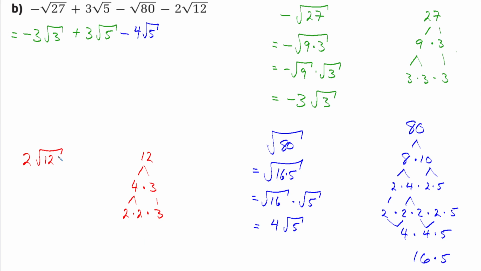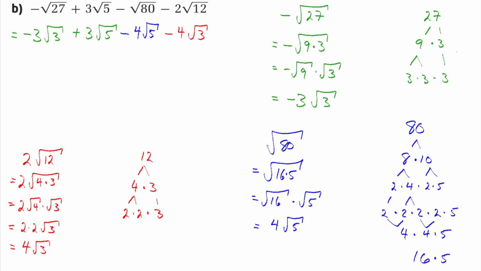So that means 2 root 12 equals 2 times the square root of 4 times 3 equals 2 times the square root of 4 times the square root of 3. Square root of 4 is 2, so that's 2 times the square root of 3, also known as 4 root 3. All right, so minus 2 root 12 comes down as minus 4 root 3. Okay, so now we can start combining our like terms.